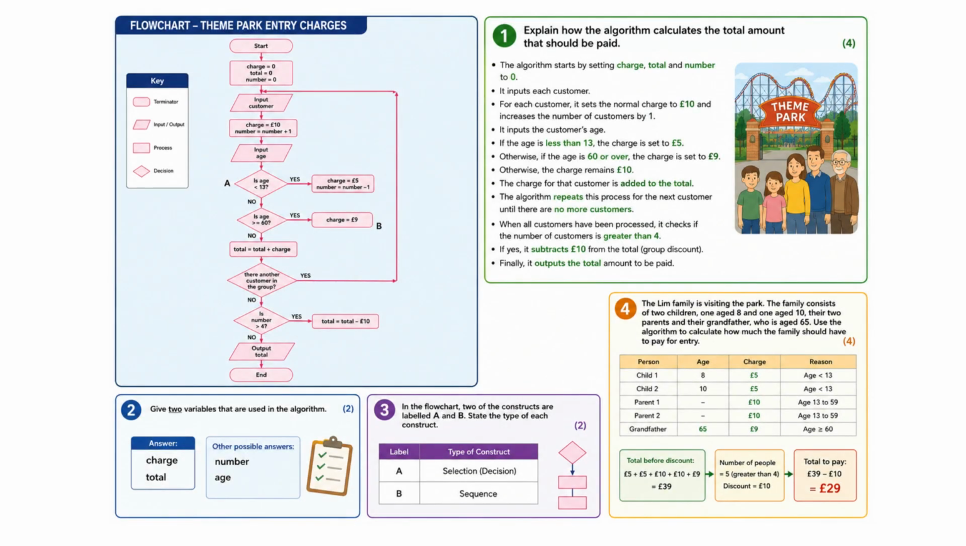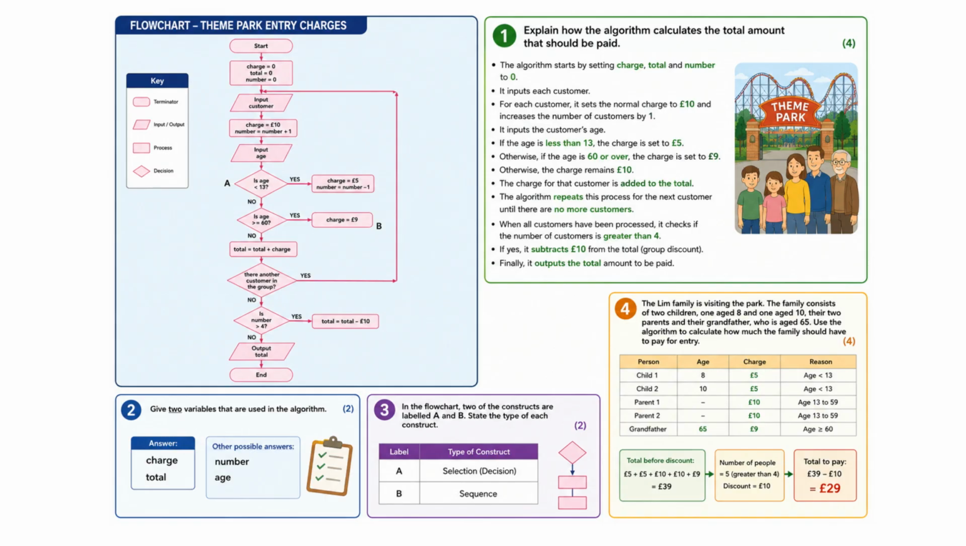At the beginning of the algorithm, the variables charge, total, and number are all set to 0. This is important because the program needs a starting point before calculations begin. Next, the algorithm inputs customer details one by one.